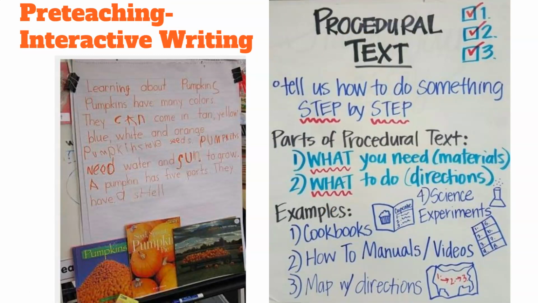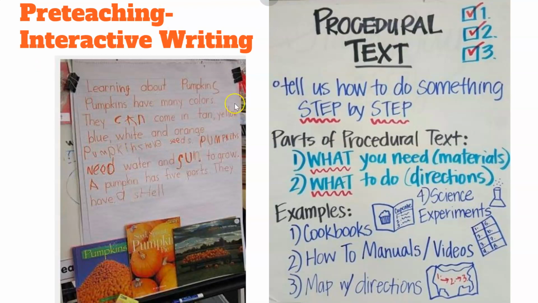The next example, this slide is for pre-teaching writing. When students are going through the writing process, we teach students how to write different genres, but we always model the writing first. So in my class, I model how to write it, and then we write interactively. That means that we write together. The teacher and the students share the pen.